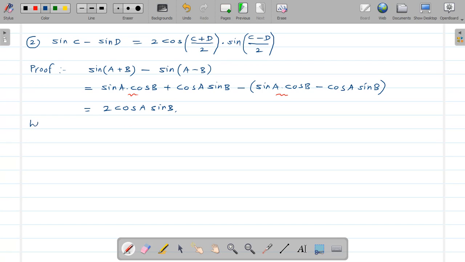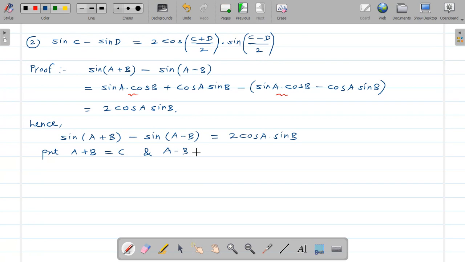Hence we get the expression sin(a plus b) minus sin(a minus b) is equal to 2 times cos a into sin b. See what we get after the subtraction. Now similarly here also, if you put a plus b is equal to c and a minus b is equal to d, then by the previous method, here also you will get a is equal to (c plus d) upon 2 and b is equal to (c minus d) upon 2, and hence we get the formula.